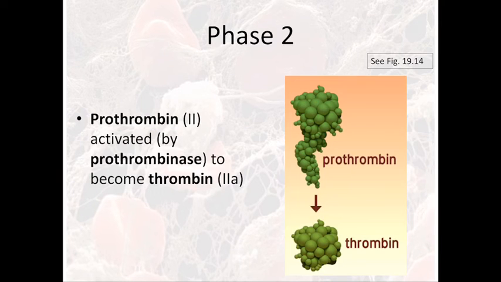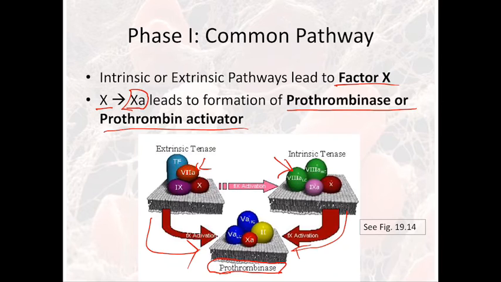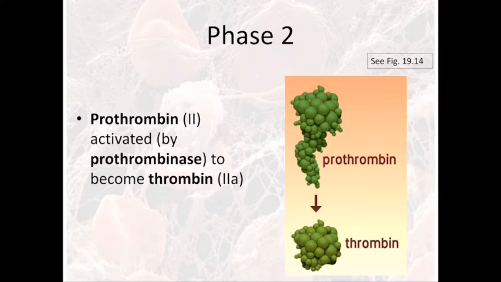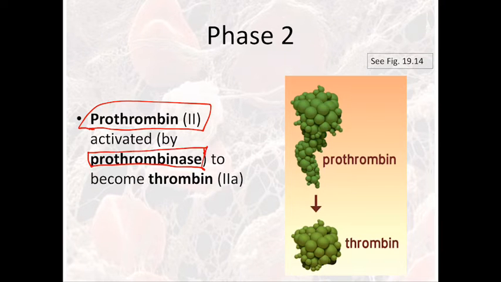Phase 2 is very simple. We just made prothrombinase in the previous phase. So prothrombinase, or prothrombin activator, goes and activates a protein that's always found in the blood called prothrombin. That's just one of our plasma proteins. It's always there, but as soon as it interacts with the prothrombinase that we just made in phase 1, that turns it into thrombin.